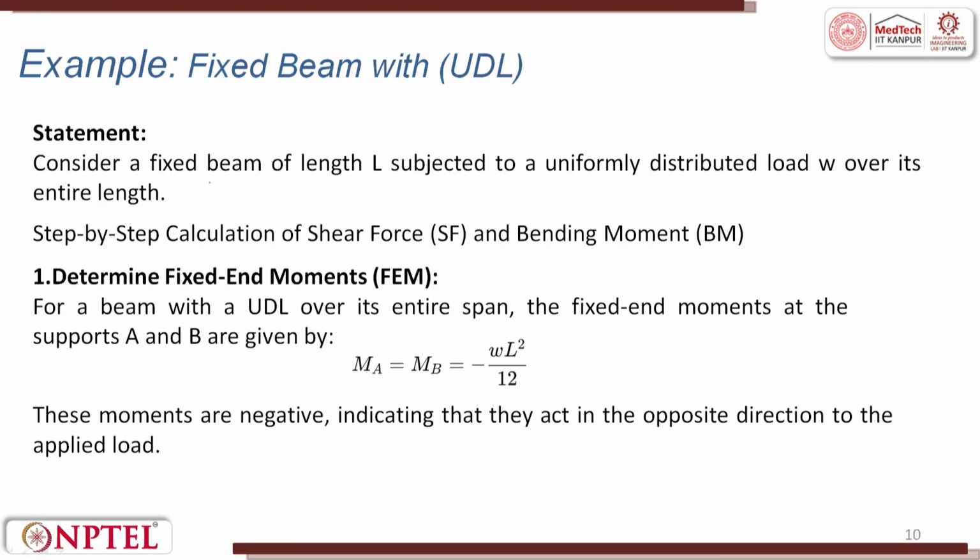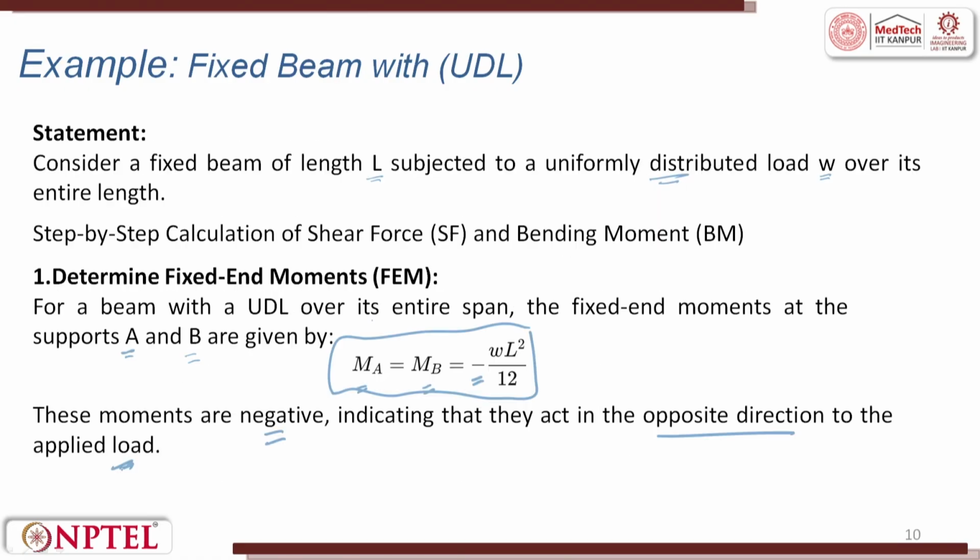Statement: consider a fixed beam of length L subjected to a UDL W over its entire length. So, now how do you solve this problem? Determine the fixed end moments for a beam with a UDL over its entire span. The fixed end moments at supports A and B are given as MA and MB. Moment about A and moment about B are given as minus, this is very important, minus WL square by 12. These moments are negative, indicating that they act in the opposite direction of the applied load. So, if the load is like this, the moments act in the opposite direction.